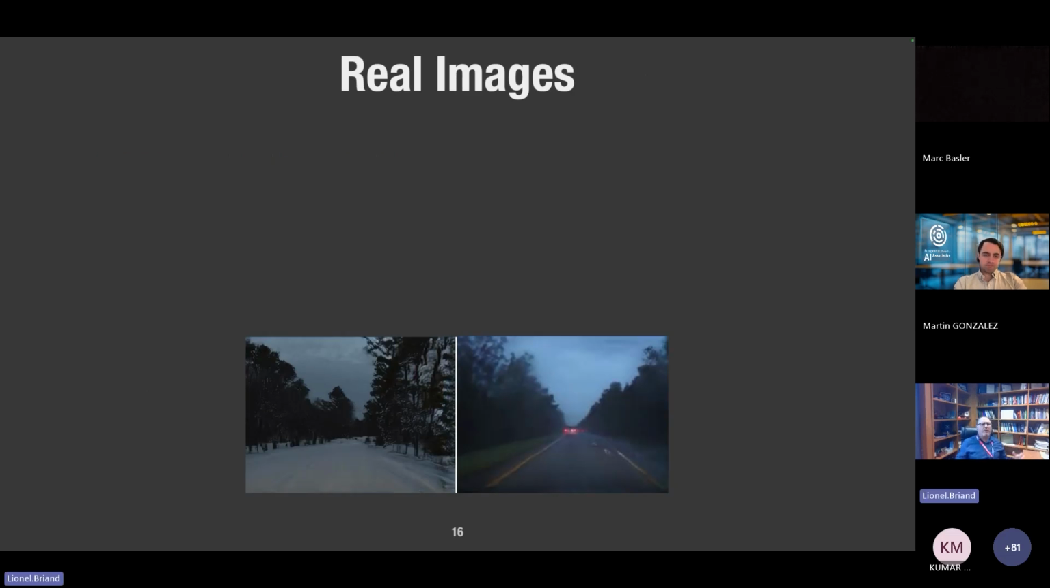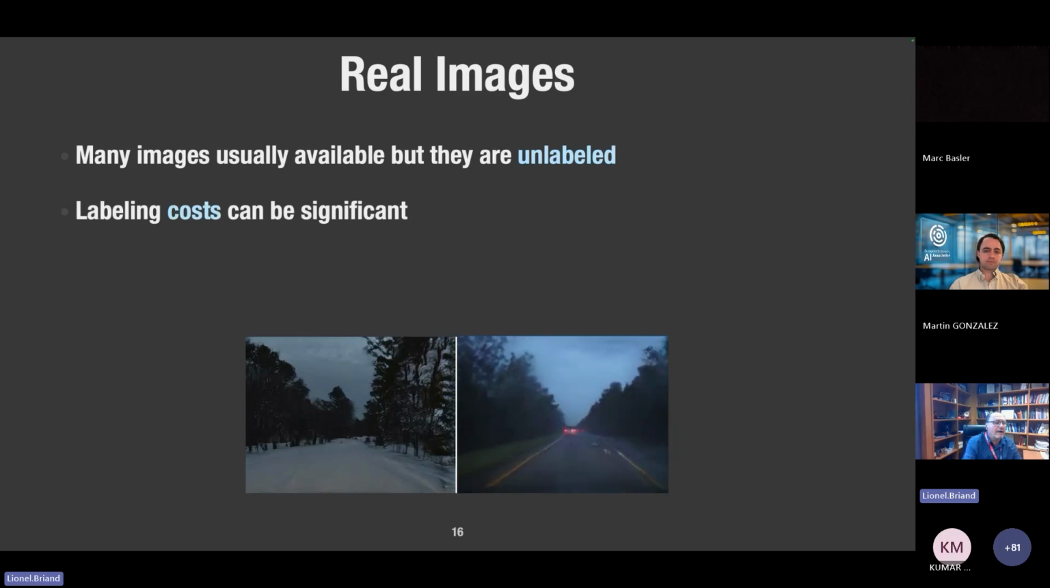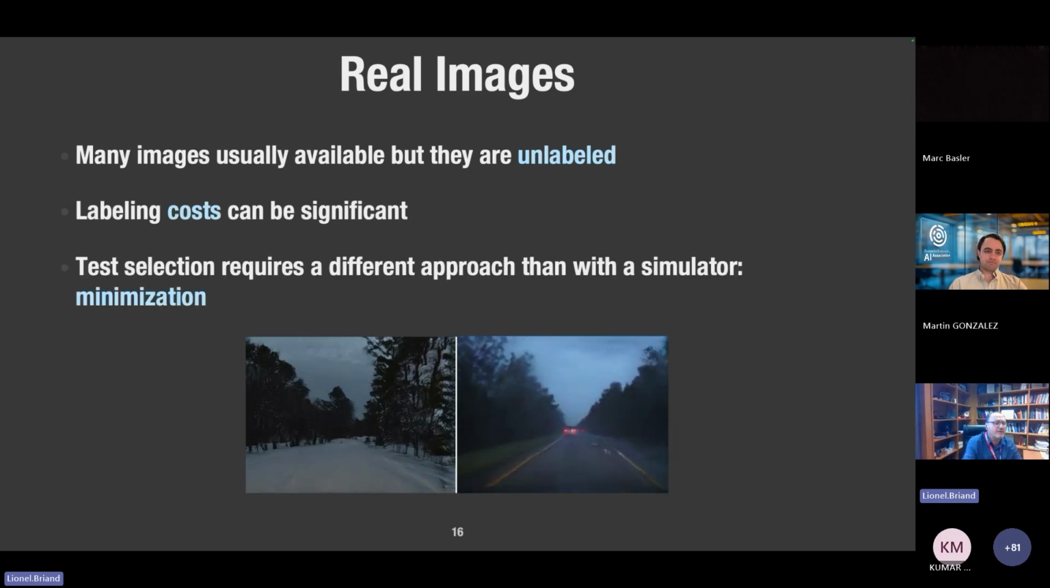Now, this was an example where you had images. You had a simulator in the loop. But there are many, many situations where we are dealing with a bank of real images, and we need a different approach. And we need to be able to select a bunch of images and label them for test purposes. And labeling, of course, is expensive in many situations. And so somehow we need a test strategy which is based on minimization. Select a minimal set of images that are labeled and used for testing.